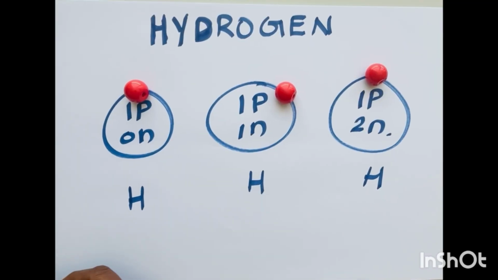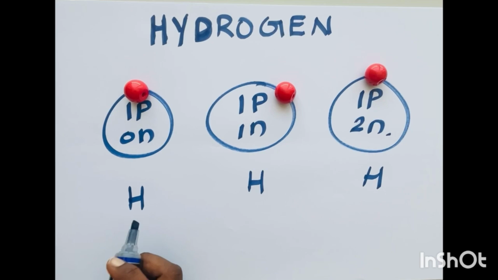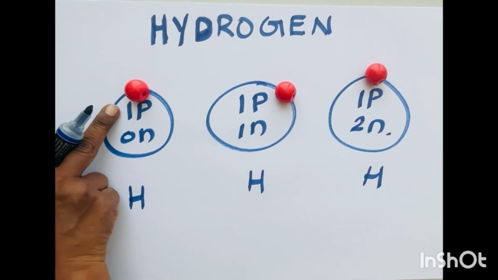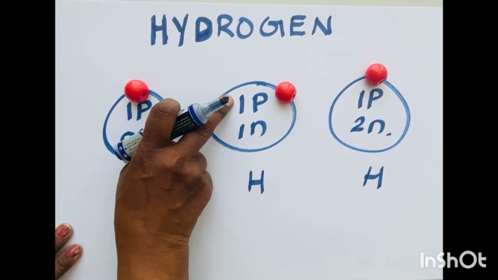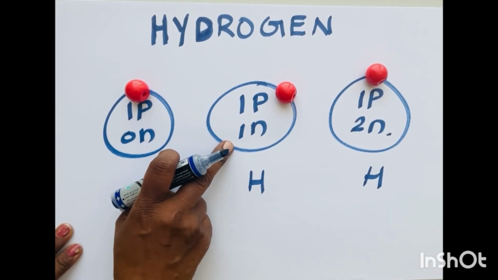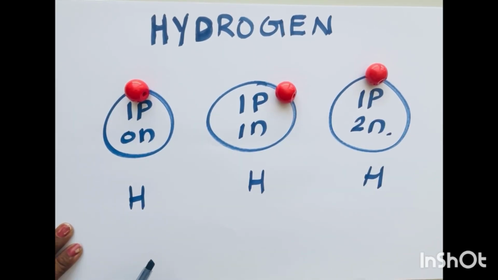And hydrogen has 3 isotopes. The first one has 1 proton and no neutrons. The second one has 1 proton and 1 neutron, and finally the third has 1 proton and 2 neutrons.